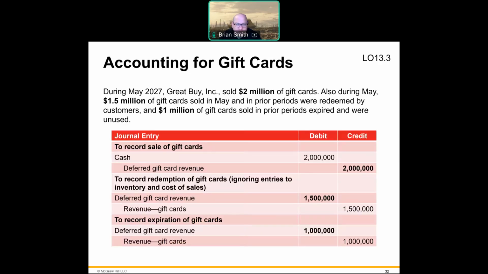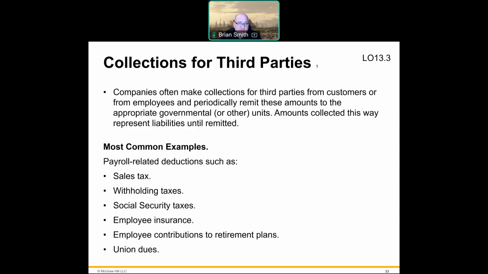So when we sell gift cards, we debit cash and credit deferred gift card revenue for the amount. As people use them, we debit the deferred revenue and credit the revenue. And once they expire, we debit the deferred gift card revenue and credit the gift card revenue again. Hopefully this is all pretty intuitive. It kind of makes sense.